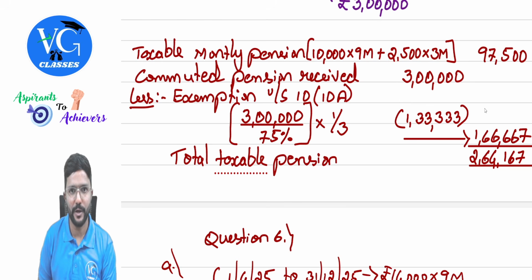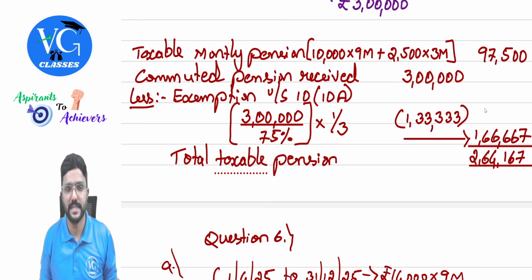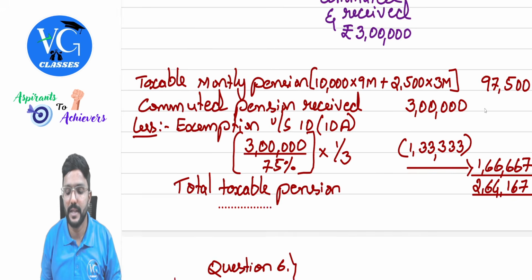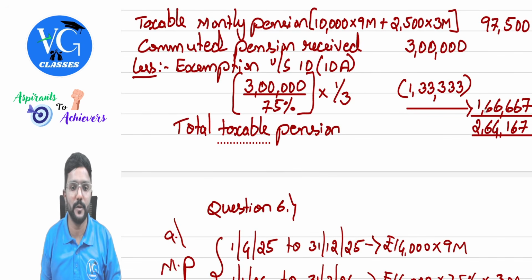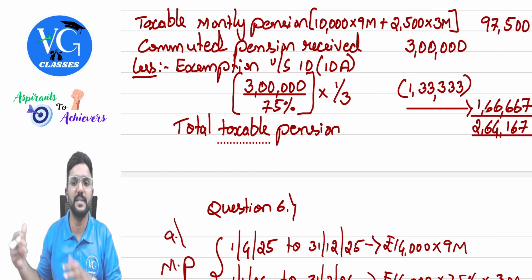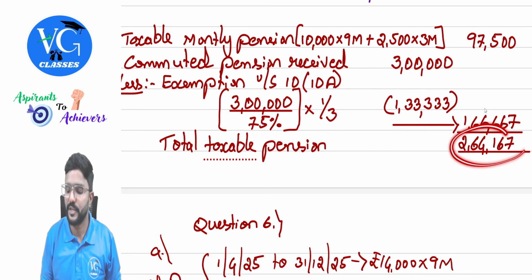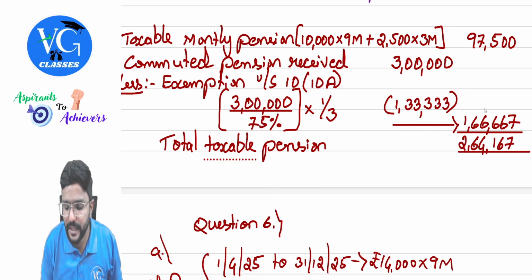Assume I have received gratuity also and I am a non-government employee. Then calculate commuted pension divided by commuted percentage. So if I had received the whole amount, how much would I have received? 3 lakh divided by 75%. Clear? That 75% is nothing but this. Okay. As I have received gratuity also, into 1 by 3 it will be. So how much is the exemption? 1,33,333. Remaining is taxable. So the total taxable pension would be this figure. Sir, what if I had not received gratuity? Then here it would be 1 by 2.